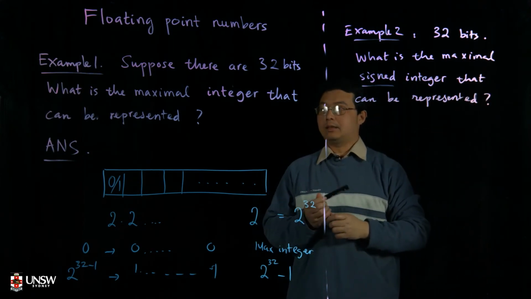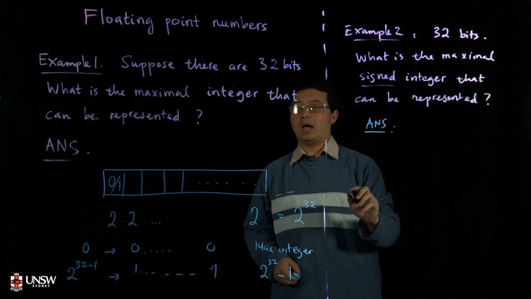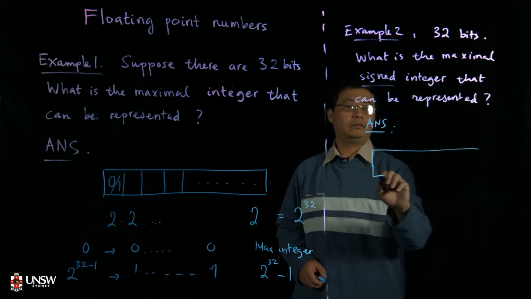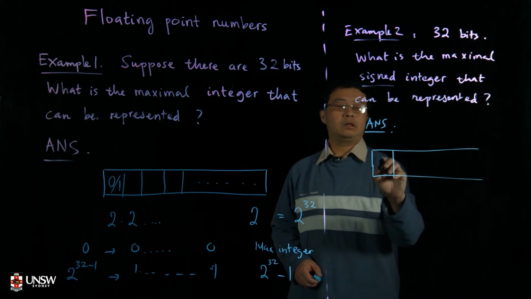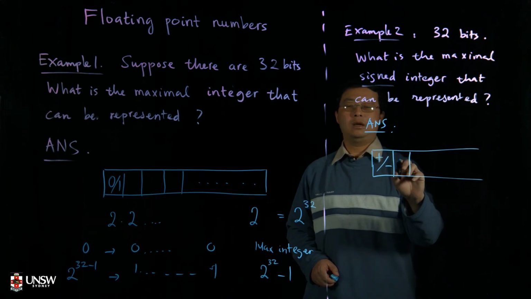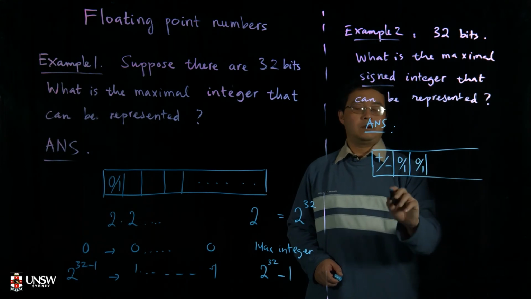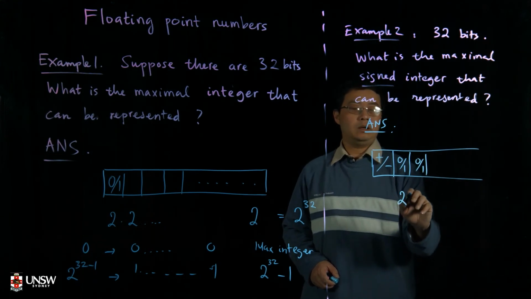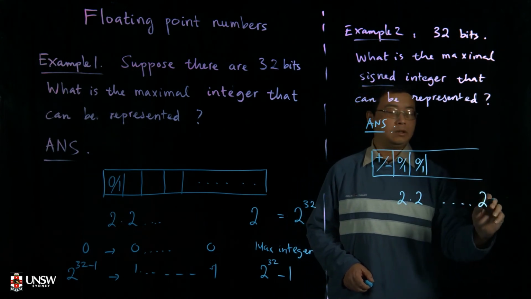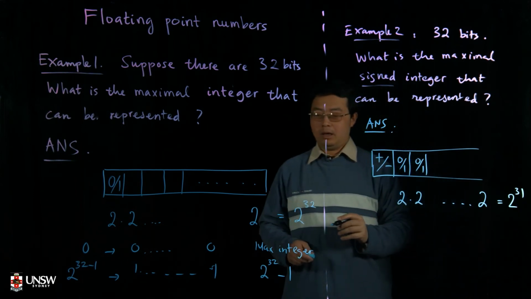So we answer the same way. However, we have to save the first bit for the plus and minus sign. So this one could be plus or minus. And the second bit here is either 0 or 1, and the third bit is either 0 or 1. So you have 2 possibilities here, 2 possibilities here, and the last bit is 2 possibilities. So here you have only 2 to the 31.